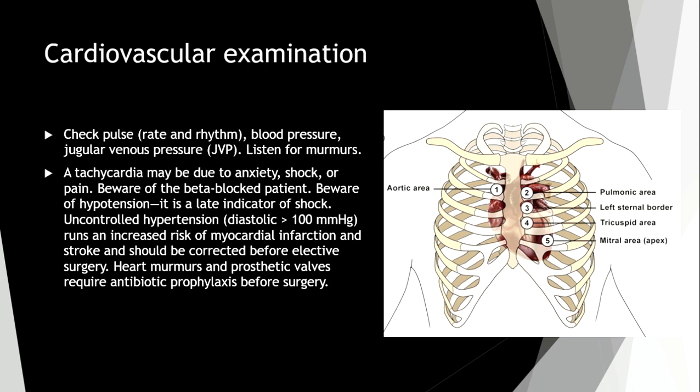Uncontrolled hypertension, diastolic more than 100 mmHg, runs an increased risk of myocardial infarction and stroke and should be corrected before elective surgery. Heart murmurs or prosthetic valves require antibiotic prophylaxis before surgery.